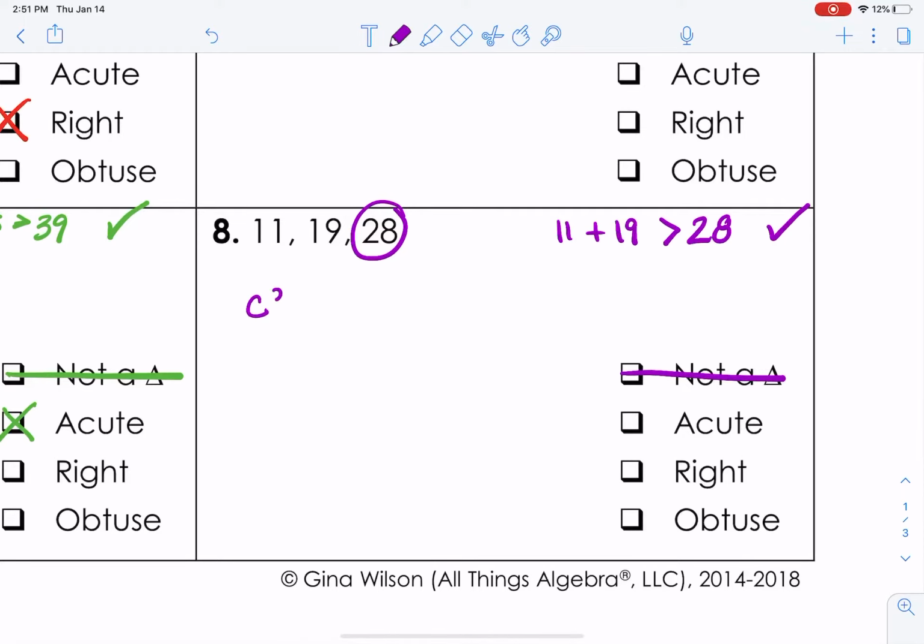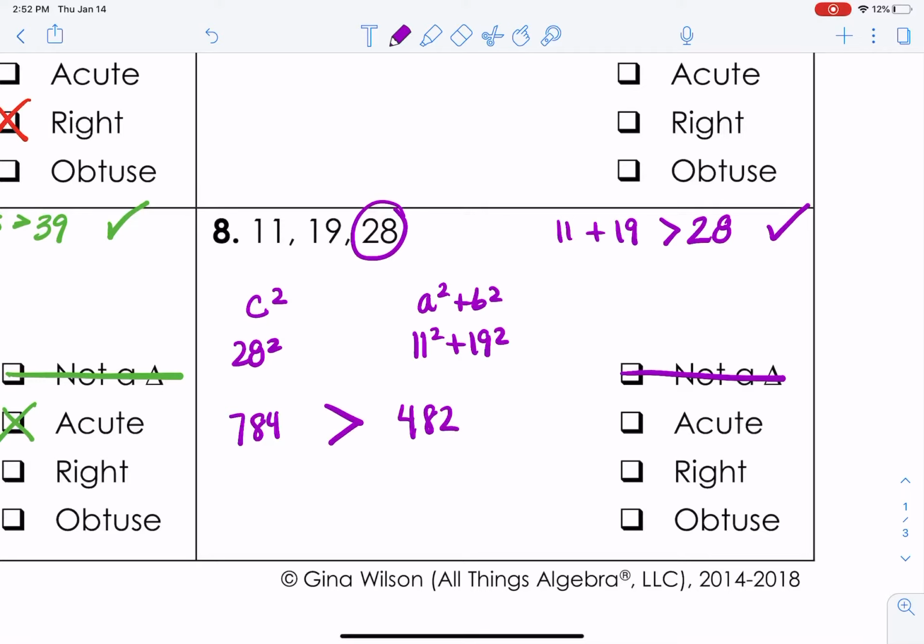Then we have c squared compared to a squared plus b squared. 28 squared compared to 11 squared plus 19 squared. 28 squared is 784. And 11 squared plus 19 squared is 482. 784 is definitely bigger. That means that since c squared is bigger, this is an obtuse triangle.